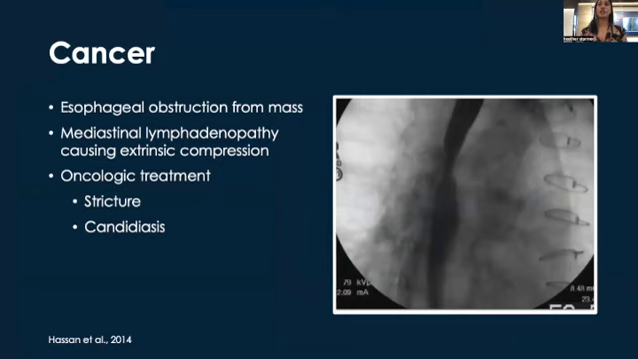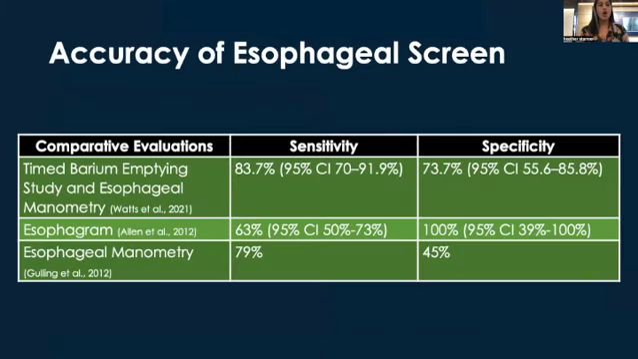like lung cancer, where mediastinal lymphadenopathy is causing extrinsic compression on the esophagus, but also considering our patients and their oncologic treatments. Maybe they have strictures caused by radiation, maybe the chemotherapies or the radiation therapies have resulted in candidiasis of the esophagus. So when we think about the accuracy of our esophageal screen, how good is it?